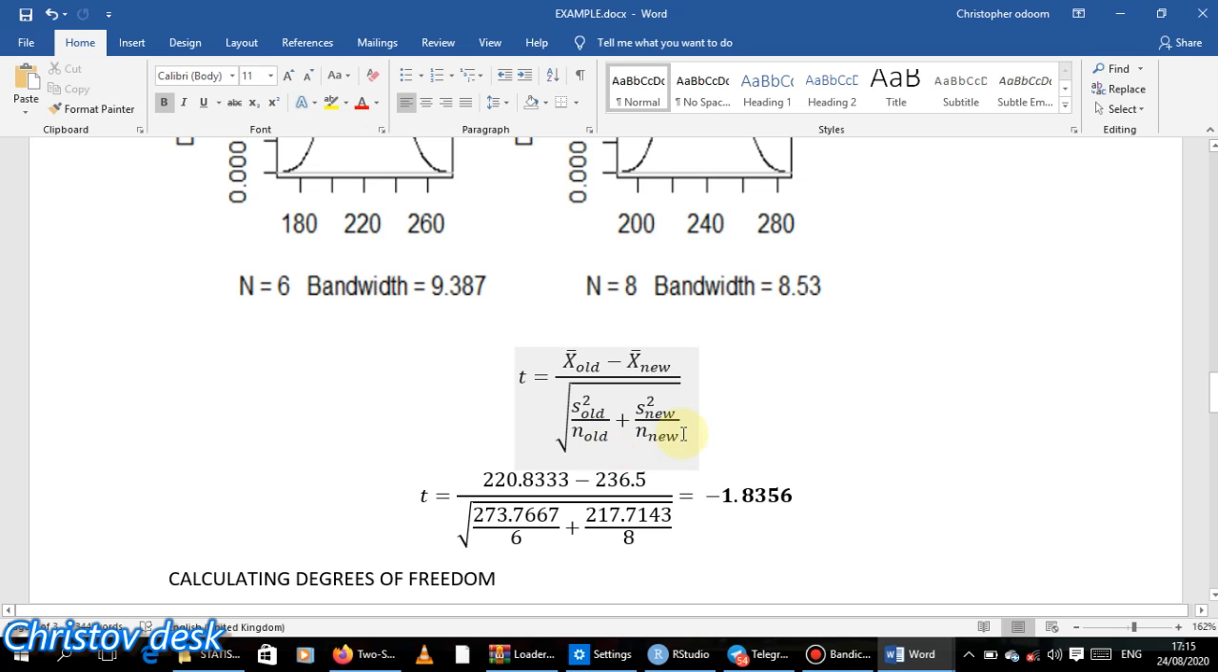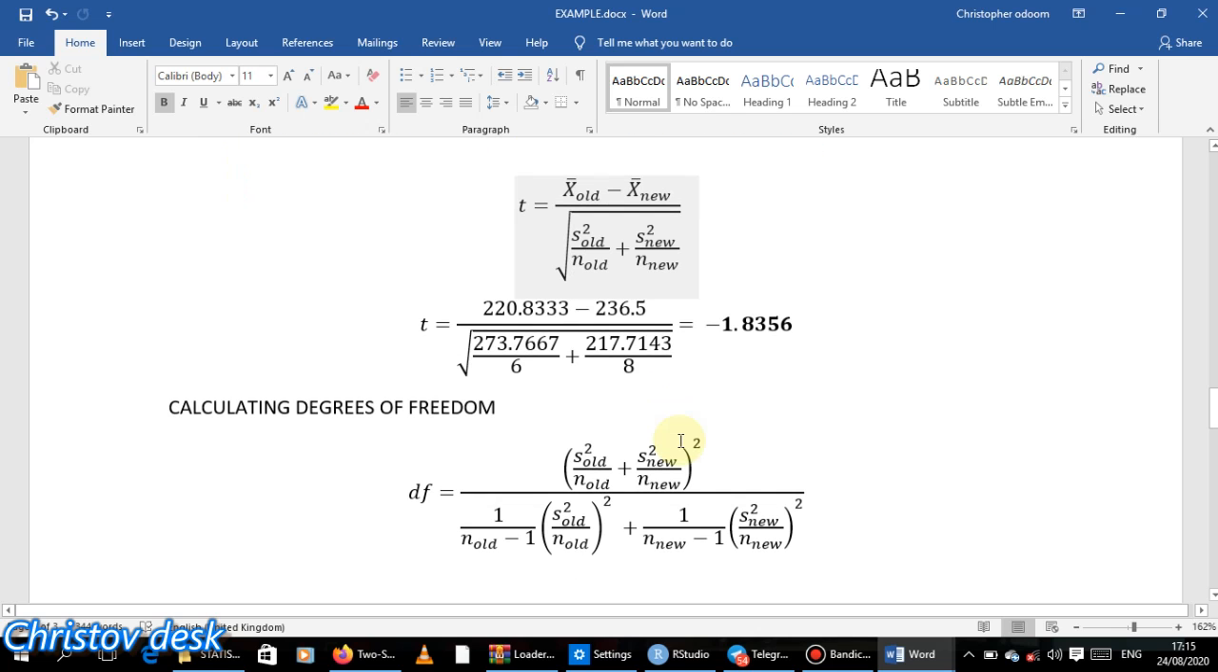We are doing unequal variance, so we have to calculate the test statistic, and this is the formula. The mean for the old one minus the mean for the new one, over the square root of the variance of the old method over the number of items in the old method, plus the variance of the new method over the number of people in the new method. Substituting the values we got there, we get negative 1.8356.